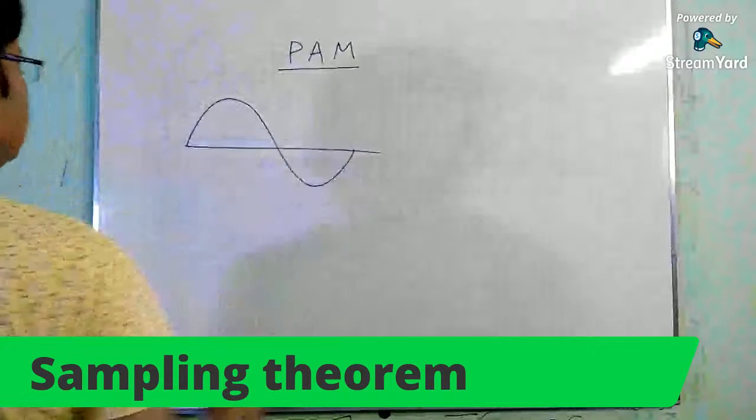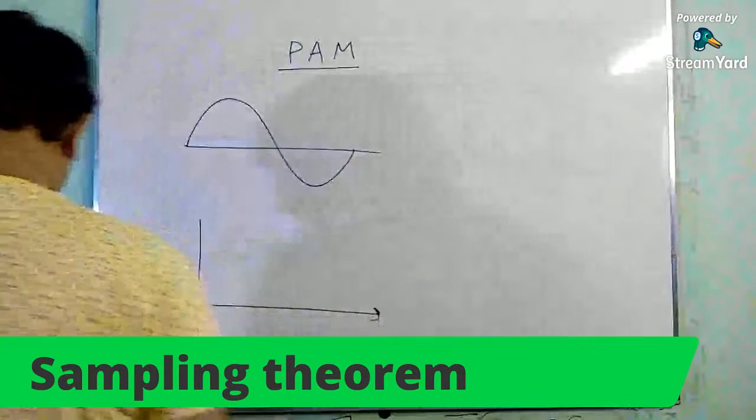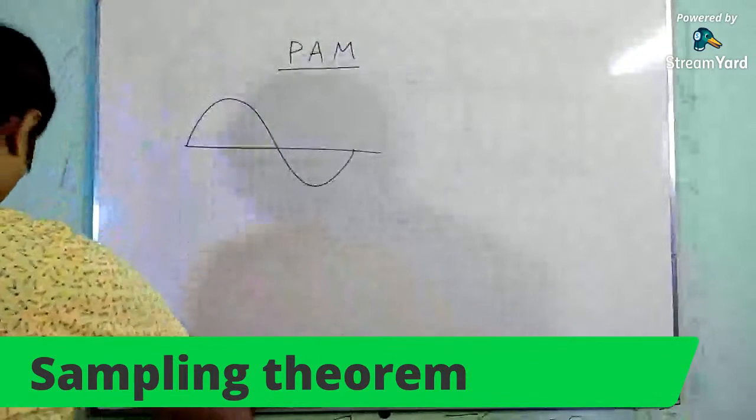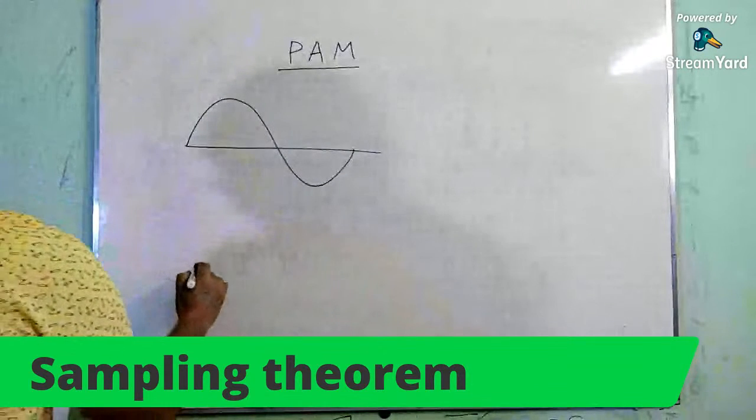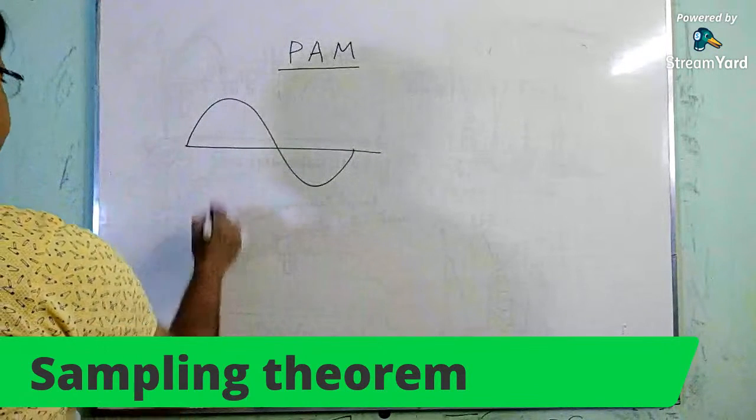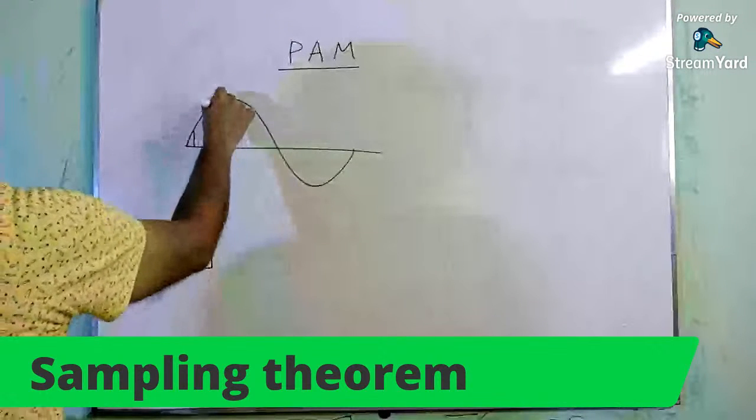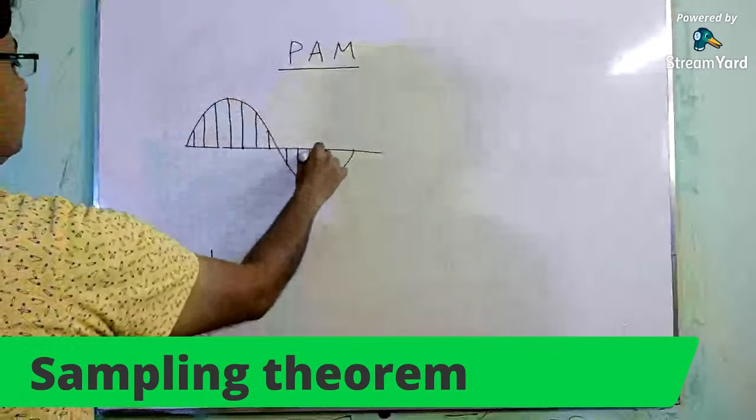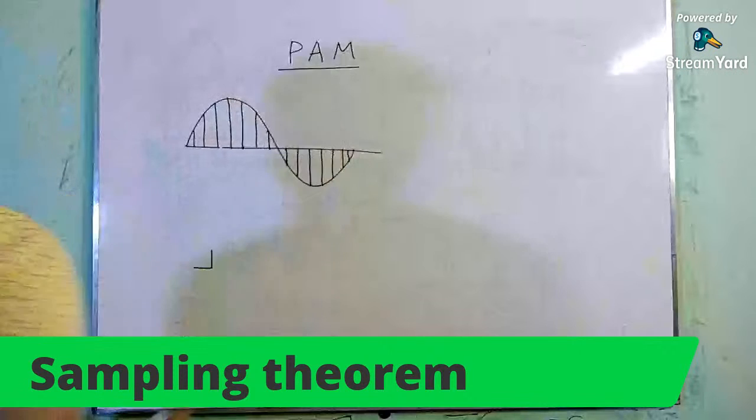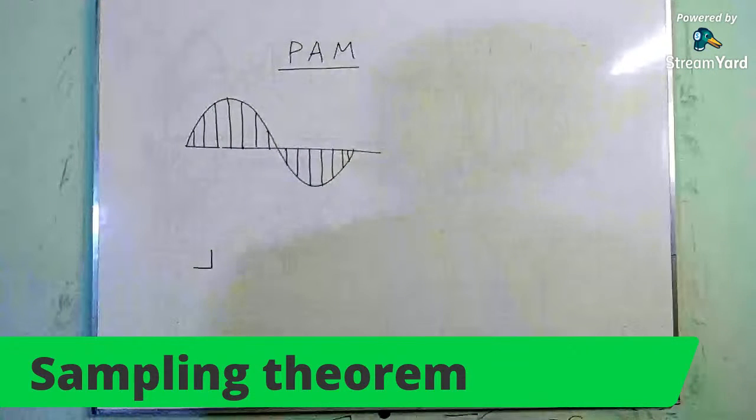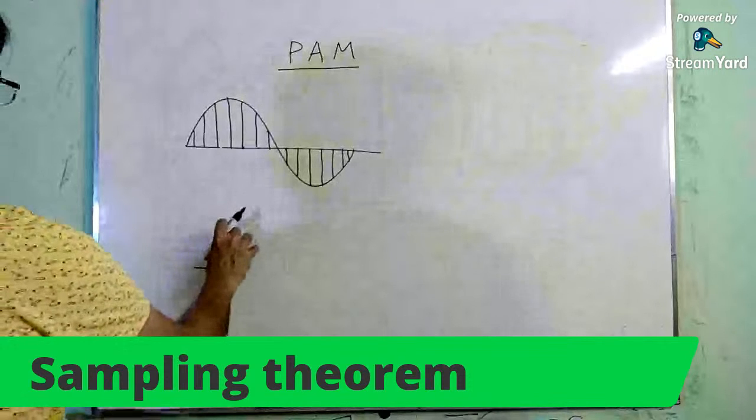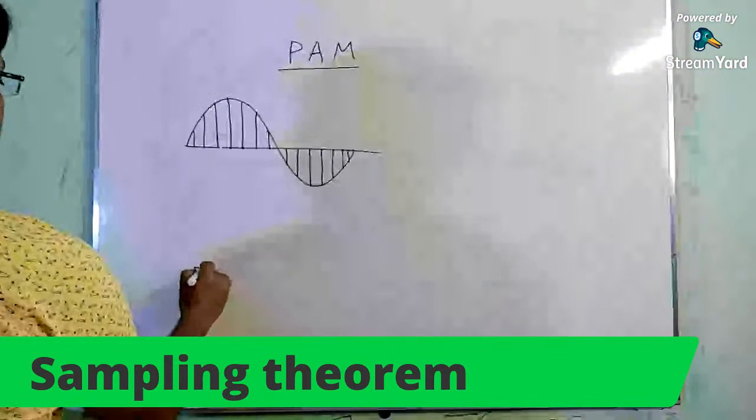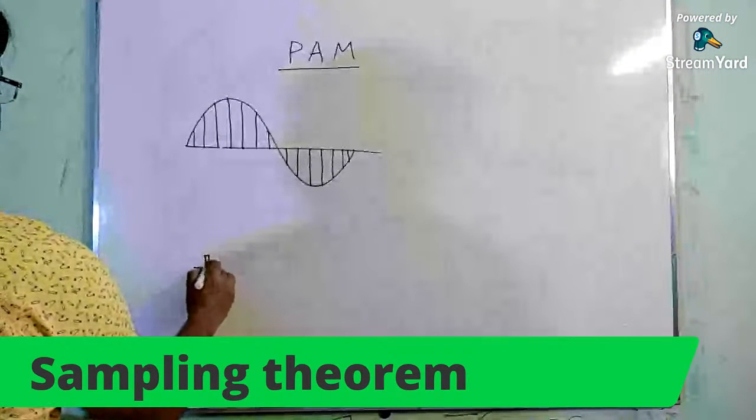So if this is the signal, then for pulse amplitude modulation, after sampling the signal, say we have sampled it in this way, maintaining the Nyquist frequency. If these are the values, then it may happen that these are the values.